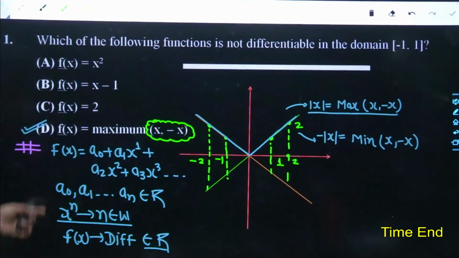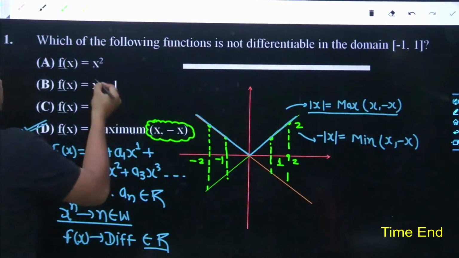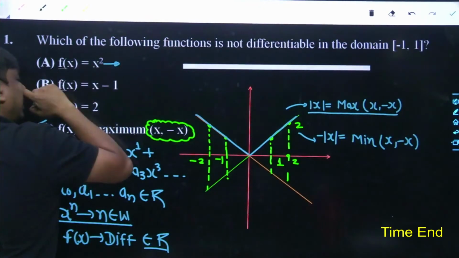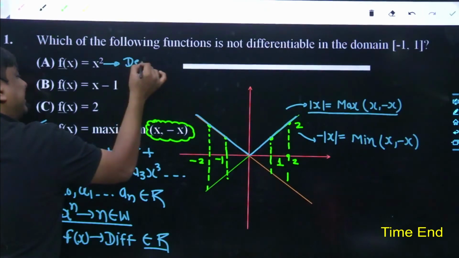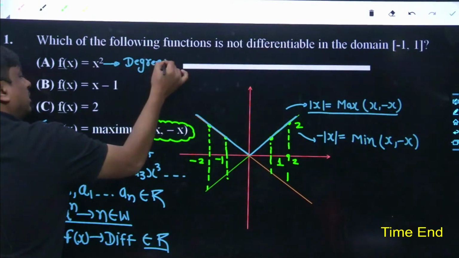So at least you need not have any kind of ambiguity while dealing with x square. Yes sir, is it a polynomial? Yes sir, it is a polynomial with the degree of 2.